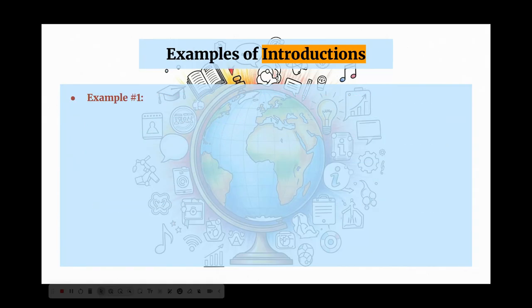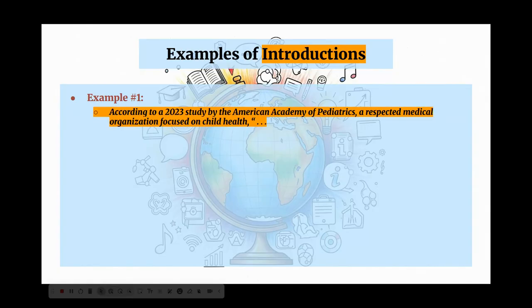A couple of examples of introductions might look like, for example, according to a 2023 study by the American Academy of Pediatrics, a respected medical organization focused on child health. Notice there's a comma, then a dot dot dot, because we're going to have the evidence later. So this one's just describing what the source is and who created it, so you have an idea of where this evidence came from. Again, that's the point of the introduction.